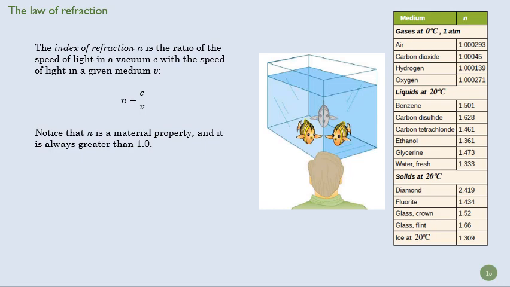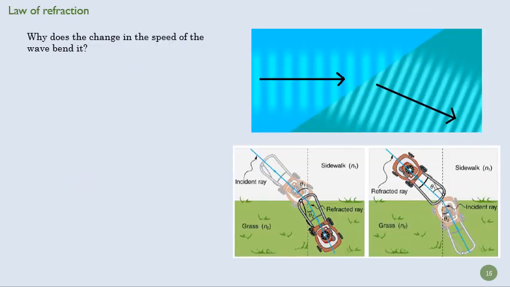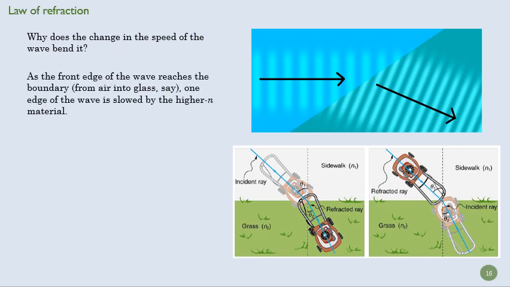This is important to understand how the angle of the light changes as it goes through this change of medium. So why does the change in the speed of the wave bend it? Well, this is a really hard question. We can think of it as the wave moving in at an angle and one end of the wave being grabbed by the slower material. Here's our slower material, and so it sort of pulls the wave into a more perpendicular angle.